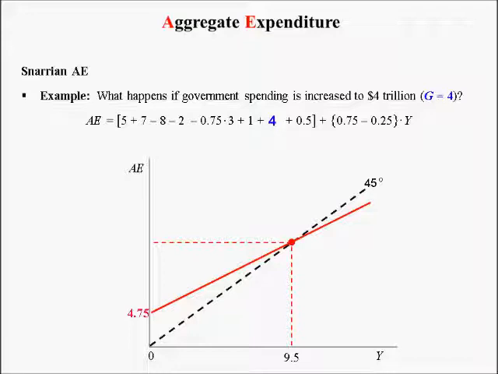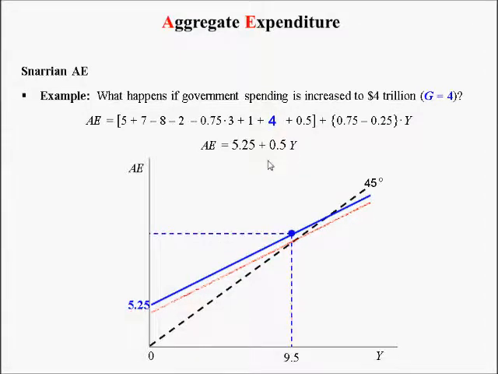How does this affect aggregate expenditure? Well, the intercept of the aggregate expenditure model goes from what it was, 4.75, to 5.25. The slope hasn't changed, so it's a parallel shift upward in the aggregate expenditure model. Now let me ask you a question. Is aggregate expenditure in equilibrium? No. Aggregate planned expenditure is greater than real GDP. Why is that? Well, going back to the IHOP restaurant.